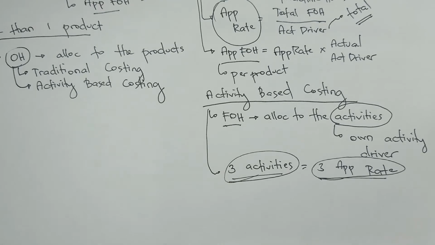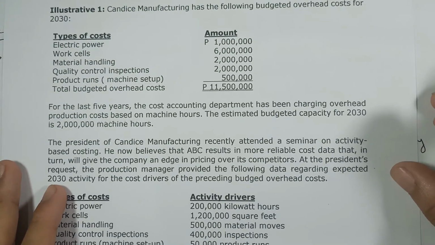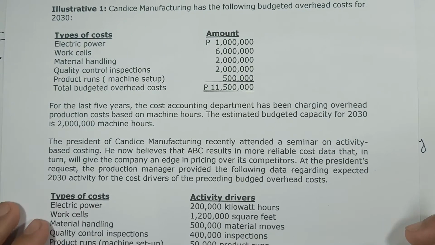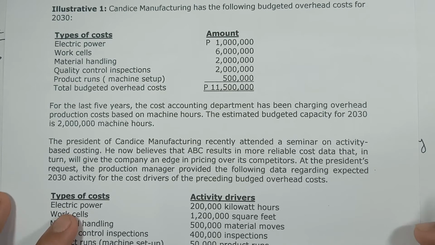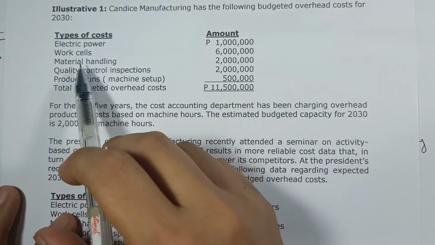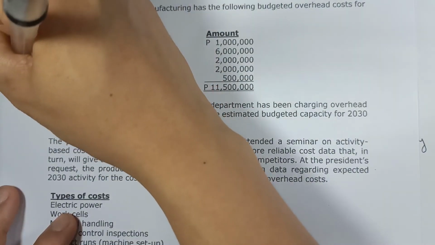Okay ba tayo doon? So let's use illustrative problem number 1, which is Candice Manufacturing. Ready? So Candice Manufacturing has the following budgeted overhead cost for 2030. So types of cost, meron tayong 1, 2, 3, 4, and 5. So we have 5 activities.